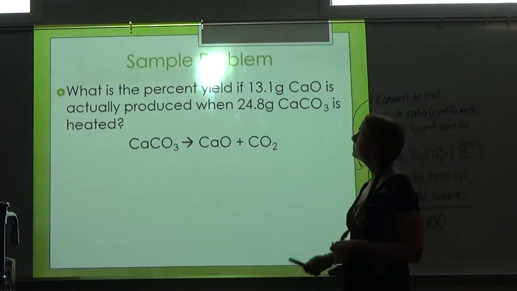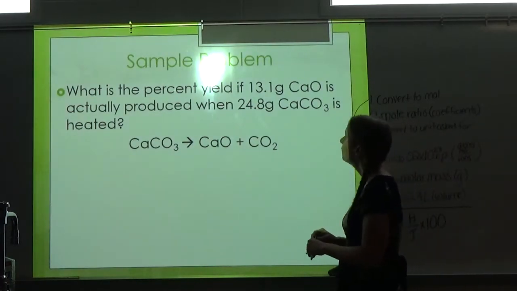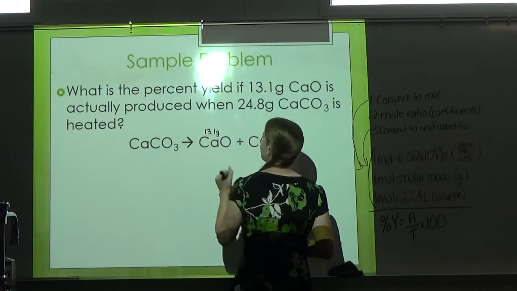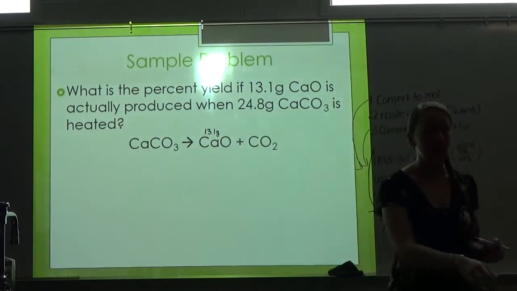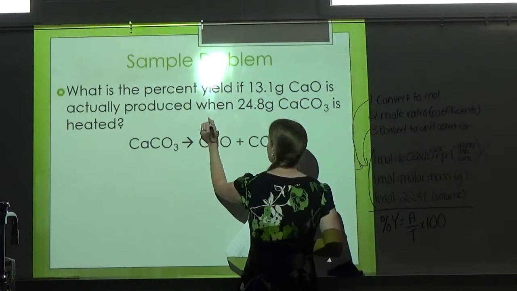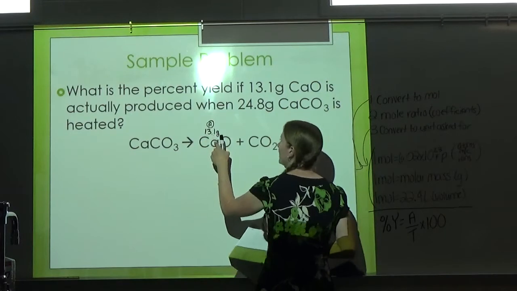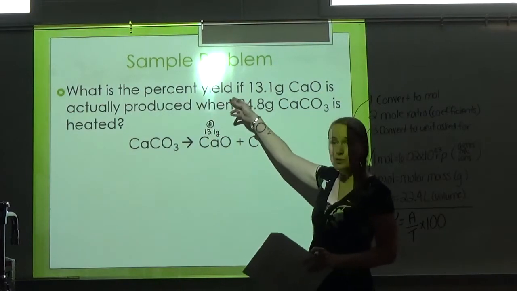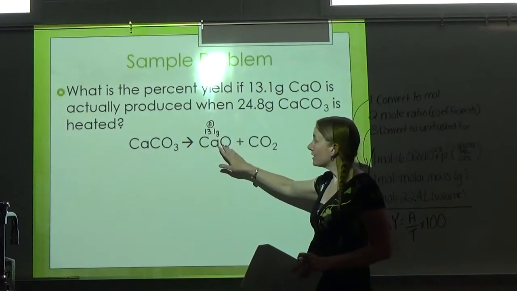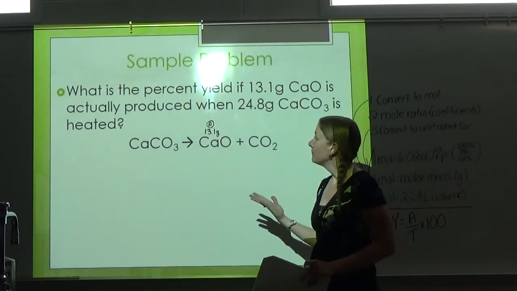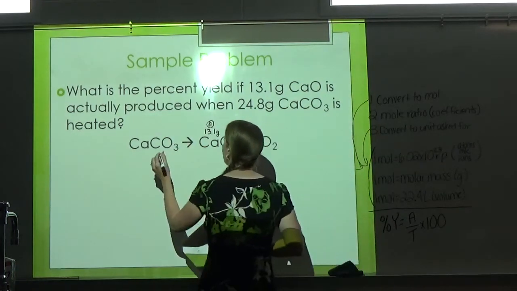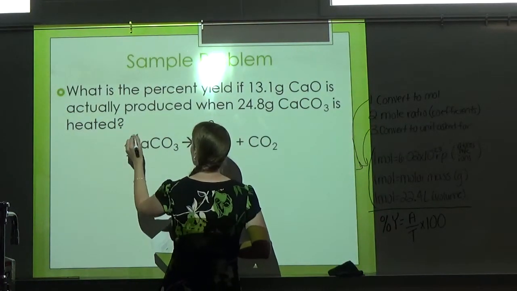So let's look at how you do one of these. It says, what is the percent yield if 13.1 grams of calcium oxide is actually produced? Okay, now they're not always going to say the word actually in the question, but because this is a product, see how it's called percent yield? That's how much you're yielding. So your product will always be yielded. So it says it's actually produced when 24.8 grams of calcium carbonate is heated.